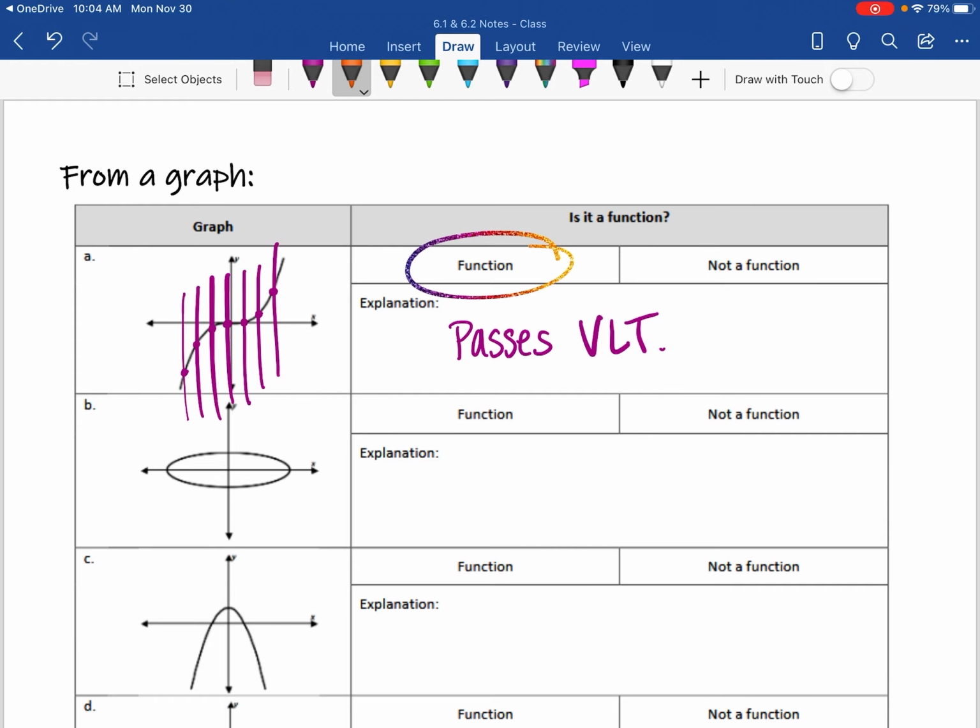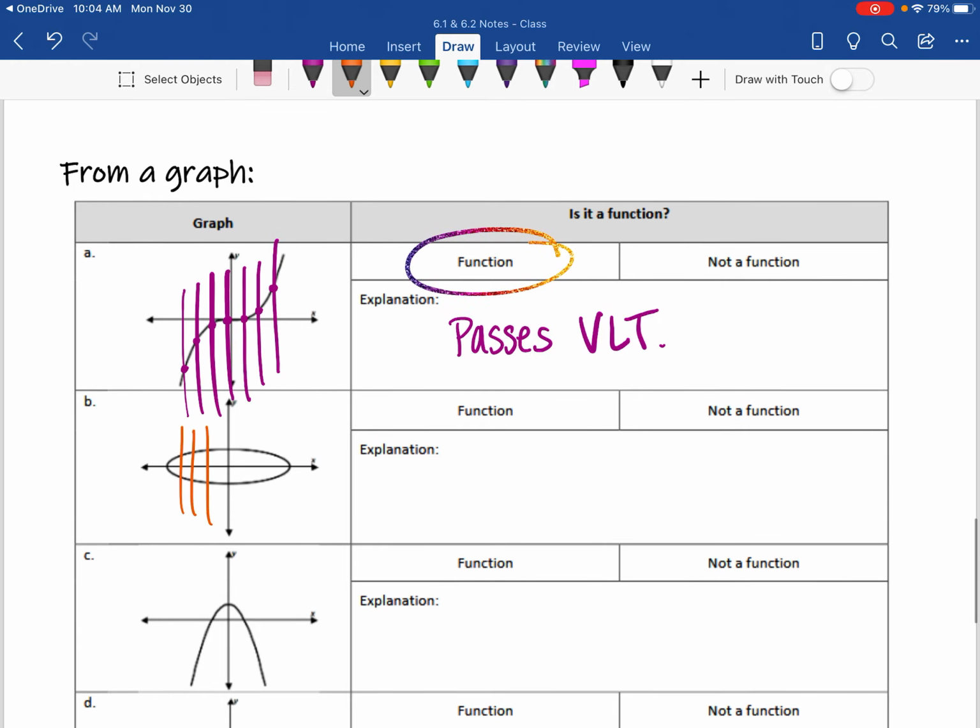Okay, now I'm looking at my graph for B, and I'm going to do the same thing. I'm going to draw a series of vertical lines. And you can see that on more than one occasion, these vertical lines are touching the graph in more than one spot. So when that happens, it is not a function because it fails the vertical line test.